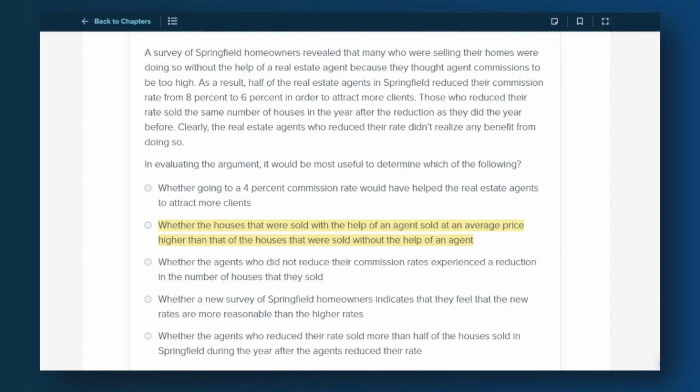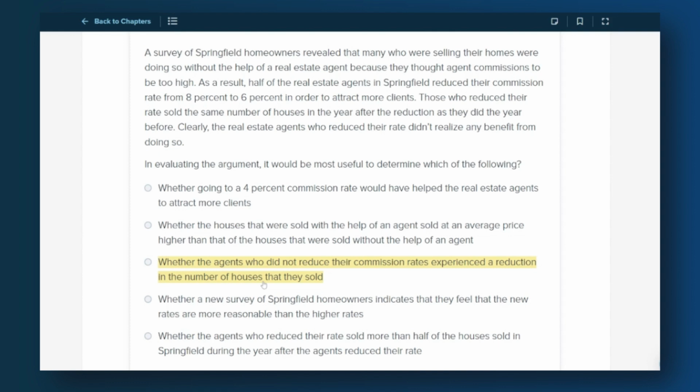B, whether the houses that were sold with the help of an agent sold at an average price higher than that of the houses that were sold without the help of an agent. This would be more important to someone who was considering using a real estate agent, but we're looking at whether these real estate agents benefited from changing their rates specifically in the context of the number of houses they sold, not the total price of the houses.